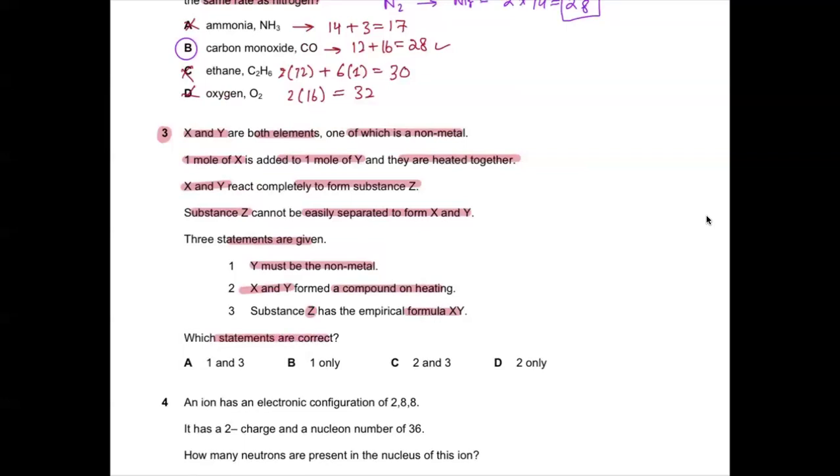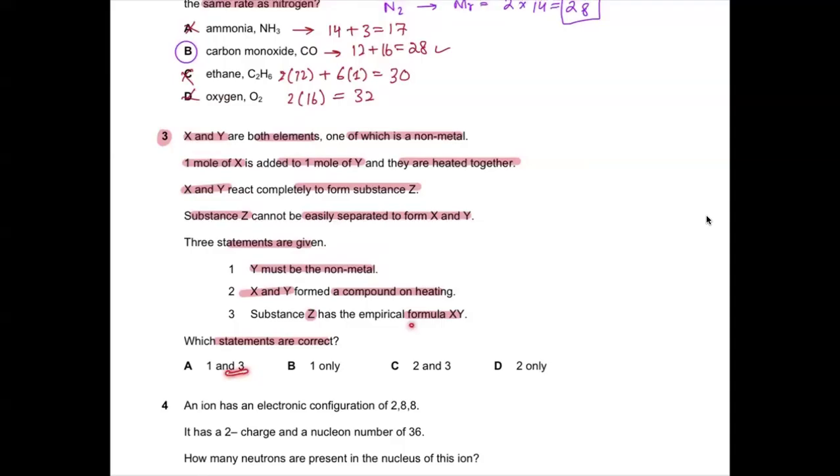Let's analyze the question once more. X and Y are both elements, one of which is a non-metal. 1 mole of X and 1 mole of Y are added. The third statement is for sure correct, because we are using 1 mole of each. If you react 1 mole of X with 1 mole of Y, obviously the compound formed, represented by Z, is XY. So the third statement is correct, which makes B wrong and D wrong.